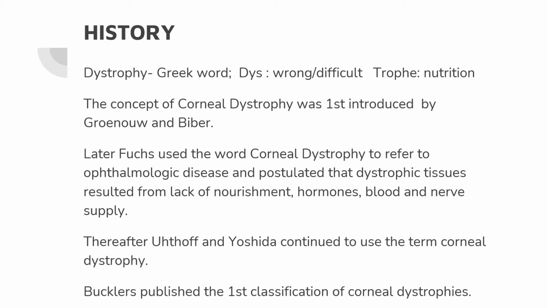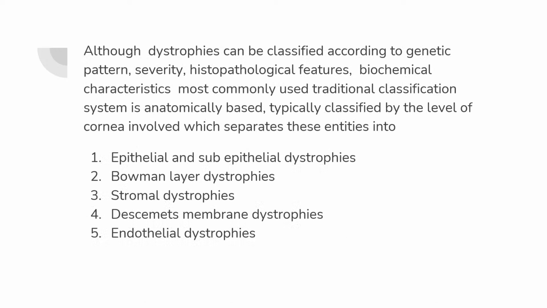History. Dystrophy is a Greek word; dys means wrong or difficult, and trophy means nutrition. The concept of corneal dystrophy was first introduced by Brunner and Breiber. Later, Fuchs used the word corneal dystrophy to refer to the ophthalmologic disease and postulated that dystrophic tissues resulted from lack of nourishment, hormones, blood and nerve supply. Thereafter, Aftaf and Yoshida continued to use the term corneal dystrophy. Bucklers published the first classification of corneal dystrophy.